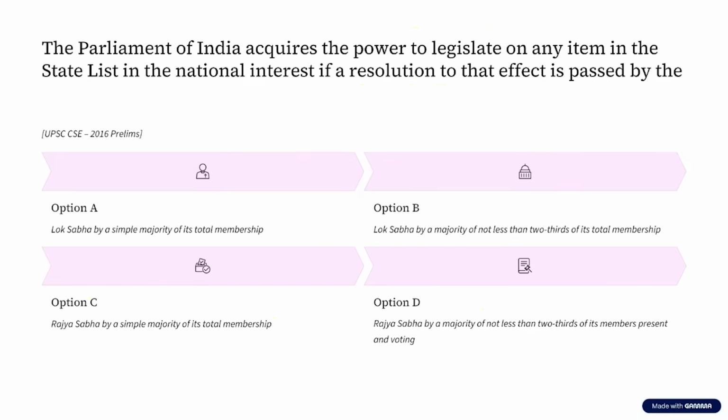This is of 2016 prelims. The Parliament of India acquires the power to legislate on any item in the state list in the national interest if a resolution to that effect is passed by whom? That is the question. Now we know that as per the seventh schedule of the Constitution of India, there are three lists: union list, state list, and concurrent list. Now, who can make laws on this union list? Subjects like banking, defense, etc. It is only the central government who can make laws on this union list.